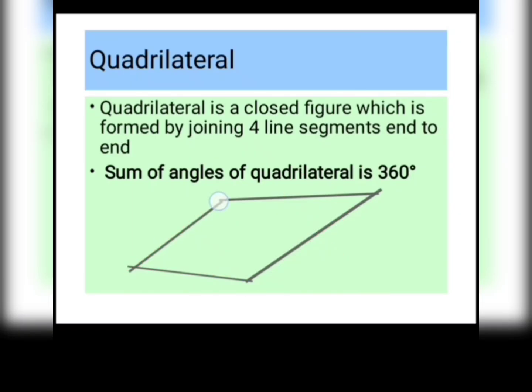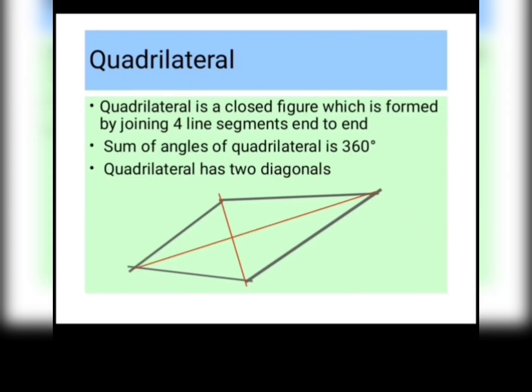There will be 2 diagonals for every quadrilateral. A diagonal is a line joining one corner to the opposite corner. This is one diagonal. Similarly, there are 2 other points which are opposite ends. If you join these 2 points, it is the other diagonal. There will be 2 diagonals for any quadrilateral.